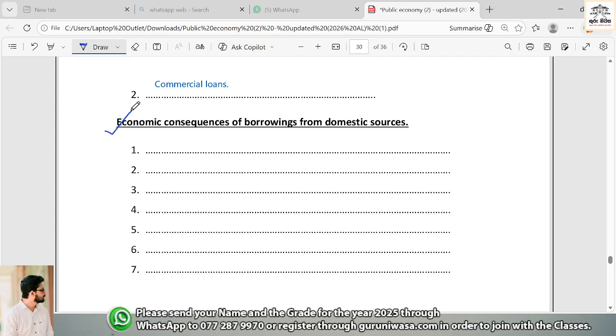What are the consequences of borrowing from domestic sources? Number one, the loanable funds available for the private sector. The other is that the interest rate will rise. Then if the government borrows funds from market sources, it ends up with a high rate of inflation. We'll discuss one by one.